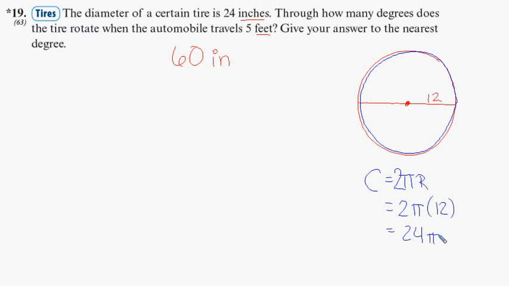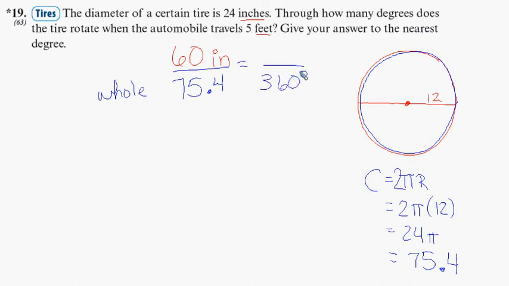But the way that I solve this one is just to use a proportion, because I know that the vehicle went 60 inches. I also know that if I take 24 times pi, I get 75.4 approximately. I've rounded there a little bit. So what I said is this entire distance is 75.4. So if this is the whole thing, okay, then I know that the whole number of degrees is 360, right? So if the car only goes 60 inches, then that's the part, right? So we've got the part to the whole.